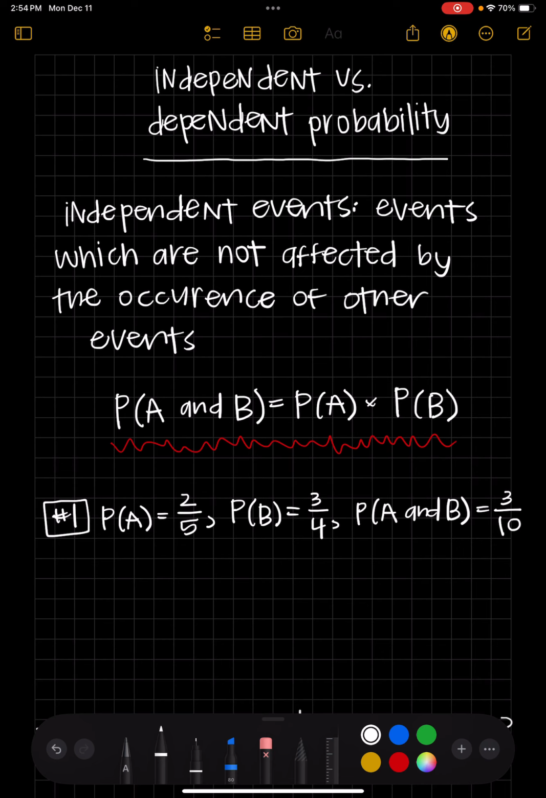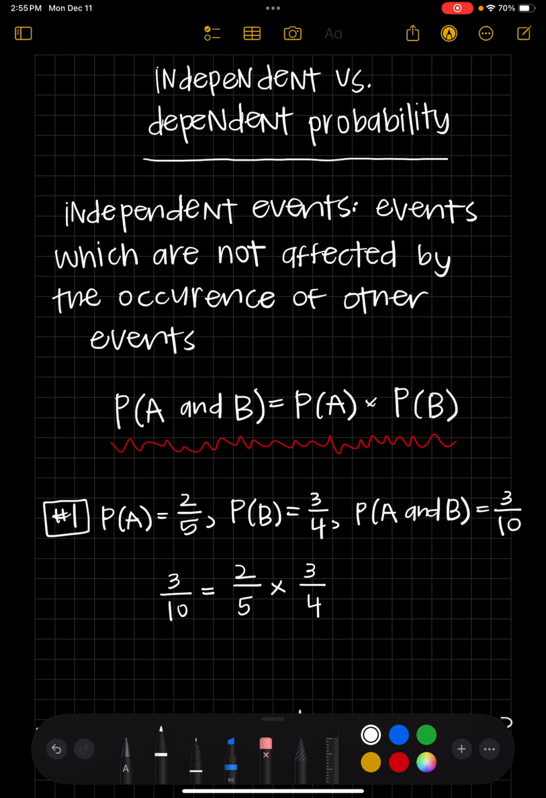The first example is asking us to determine if events A and B are independent or dependent. In order to do that, we're going to use the equation that I just underlined in red. They give us a probability for A, which is 2/5, a probability for B, which is 3/4, and a probability of A and B, which is 3/10. So what I'm going to do is replace those portions of the formula with the numbers and see if it makes sense. We're going to start with the probability of A and B, which they told us was 3/10, and that's going to be equal to the probability of A, which we know is 2/5, times the probability of B, which is 3/4.